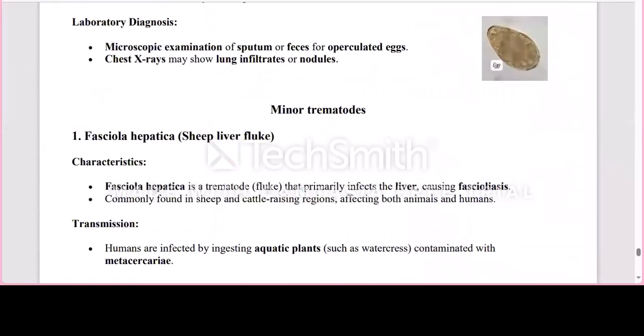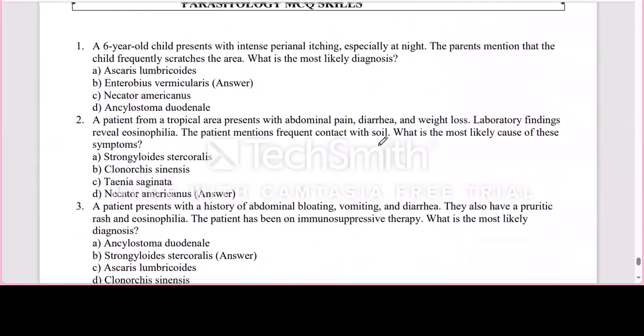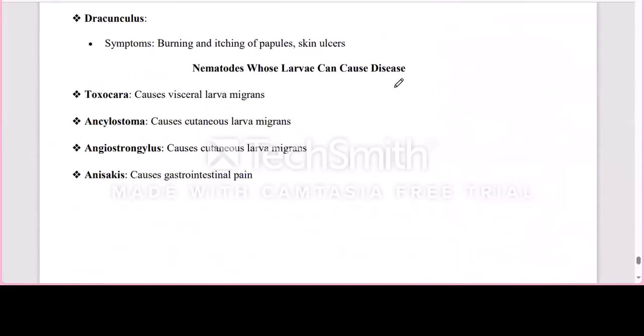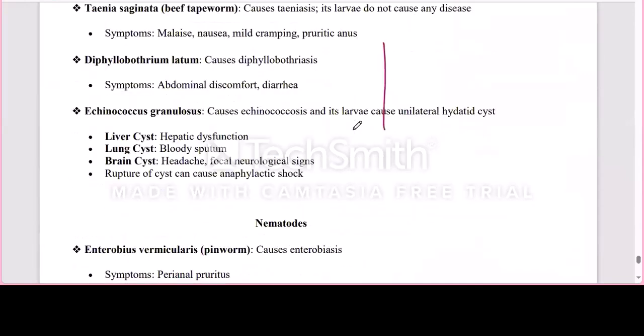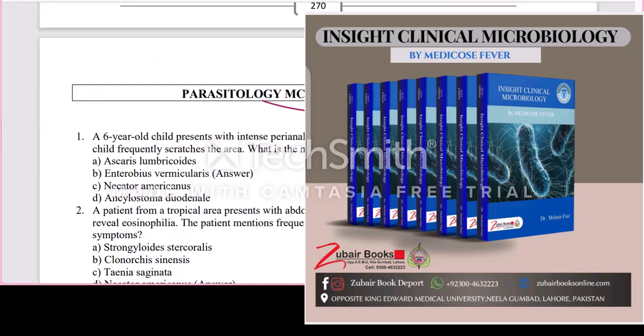These are pearls and MCQs, and these are pearls. So everything is mentioned in the book. If you use this book, it will help you a lot in the microbiology part.